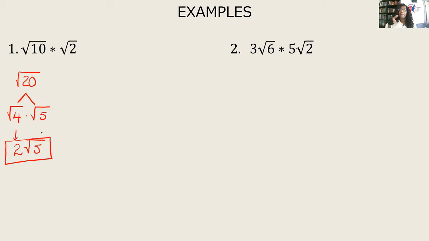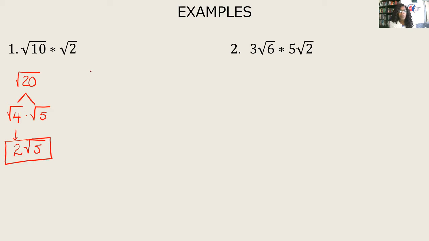So what I did was I multiplied what was underneath the square roots, which are called radicands, and then I simplified it by breaking it down into its lowest terms. So what happens if I wanted to simplify first, then do the multiplication?